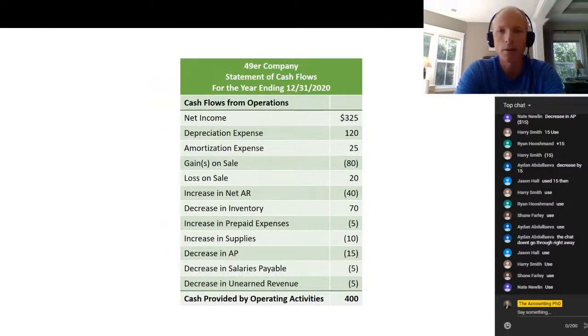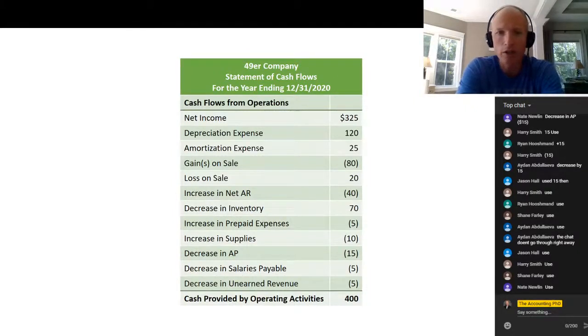On the test, you do need to identify through your use of words whether the activity section has a positive or a negative cash flow. The way that you identify that is by saying either provided by, or, if it's a negative cash flow, used by. In this case, we have a positive operating cash flow, so it is cash provided by operating activities. If it had been negative, then we would say cash used by operating activities.